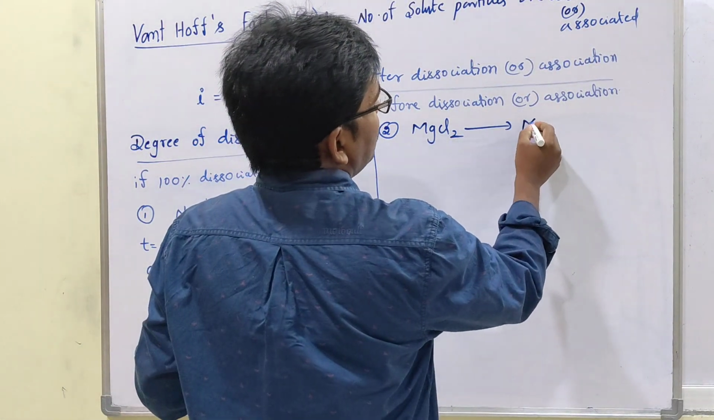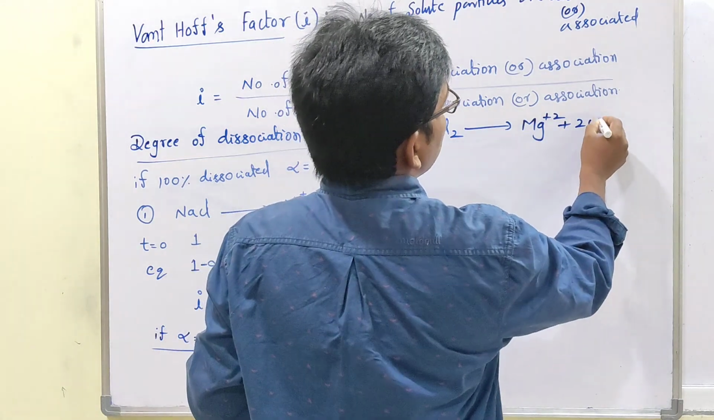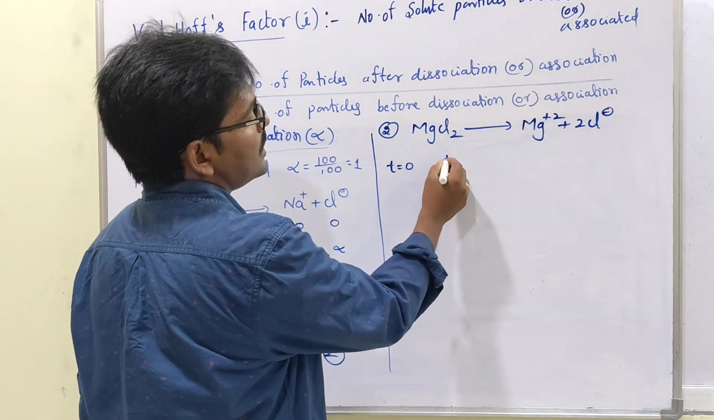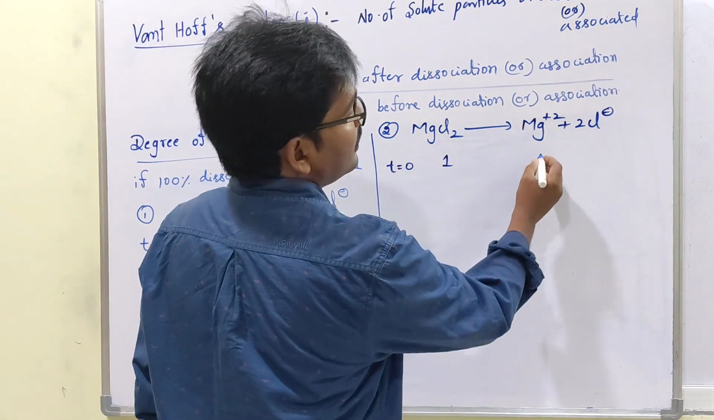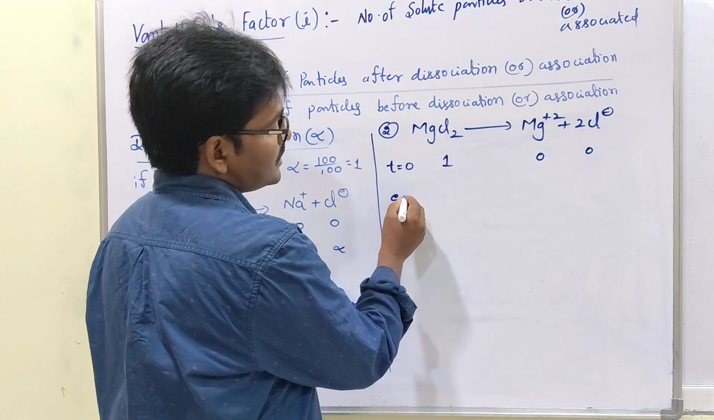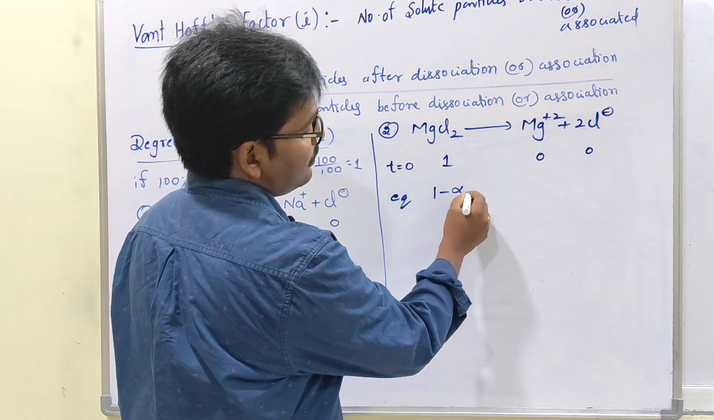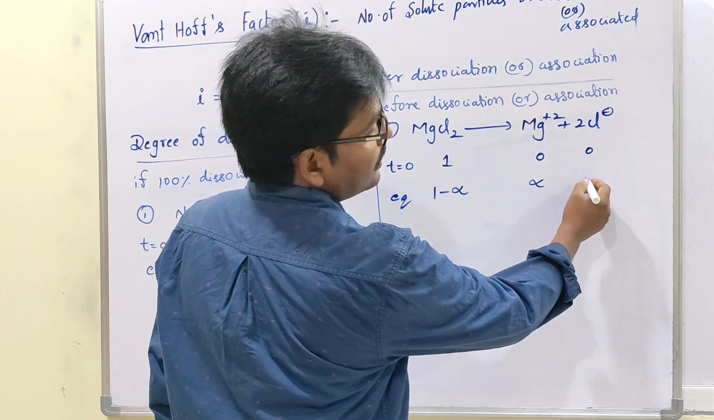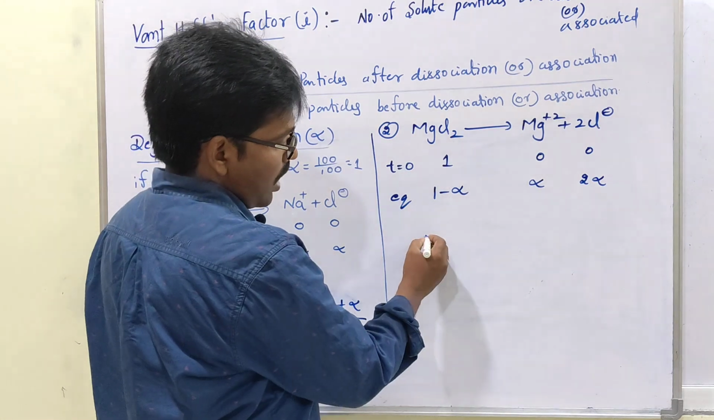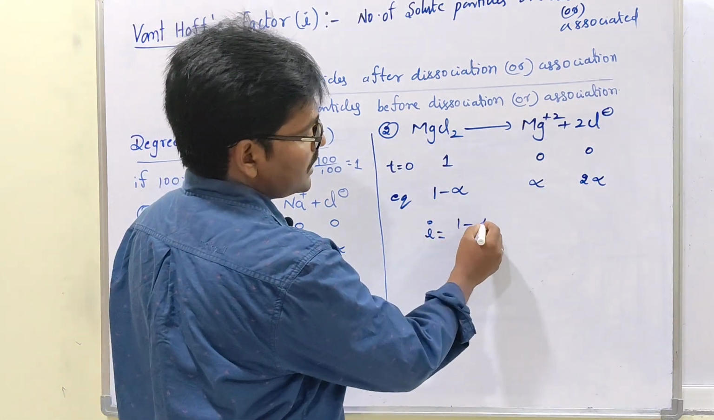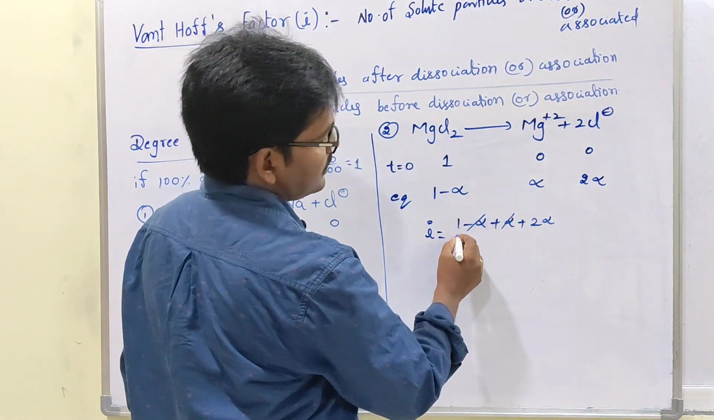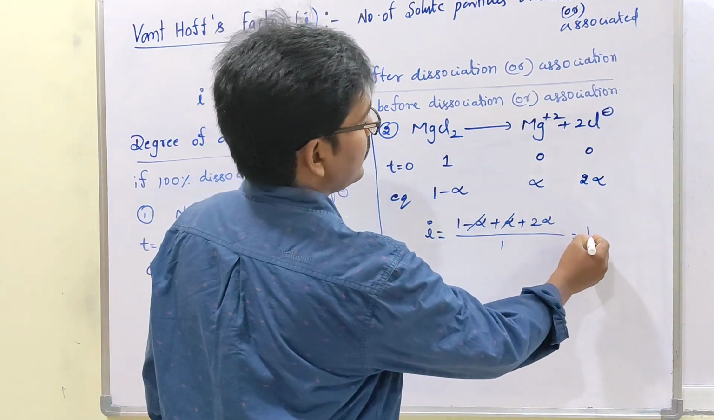ఇక్కడ Mg plus 2 and 2Cl minus. Sir, here Mg plus 2, when time t equals to 0, these are the particles, sir, 1. Then here 0, then 0 like this. Sir, here after some time, then 1 minus alpha, then alpha, then here 2 alpha I have to take because 2 moles of Cl minus, 2 alpha. Clear? So now I, it is equals to total number of particles 1 minus alpha plus 2 alpha. Then minus alpha plus alpha is cancelled. Then divided by 1, then you can get 1 plus 2 alpha.